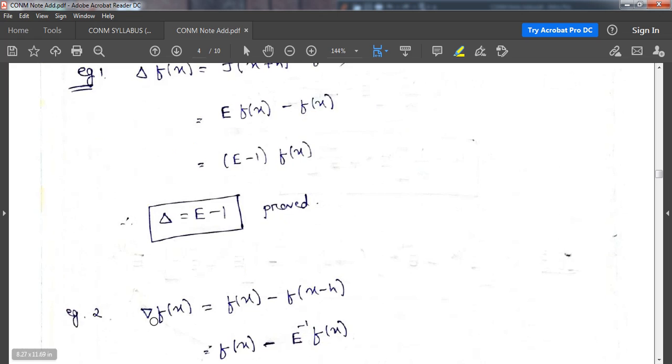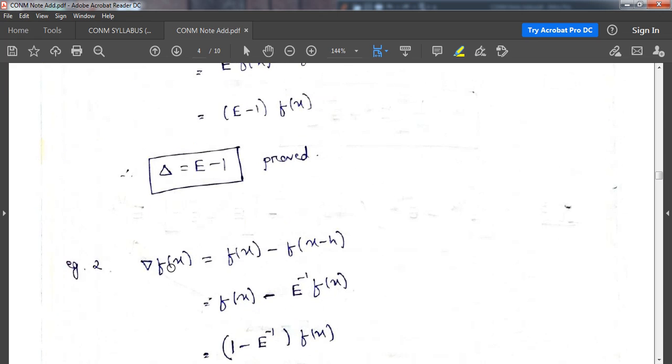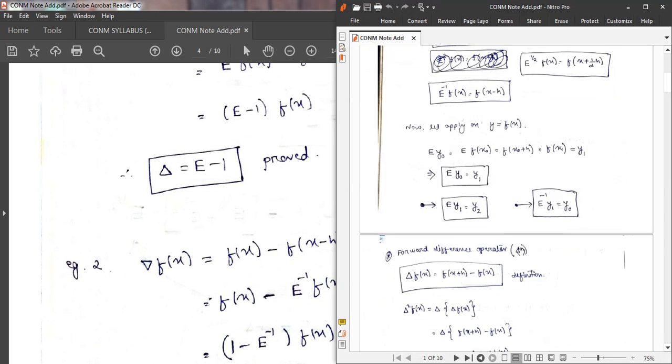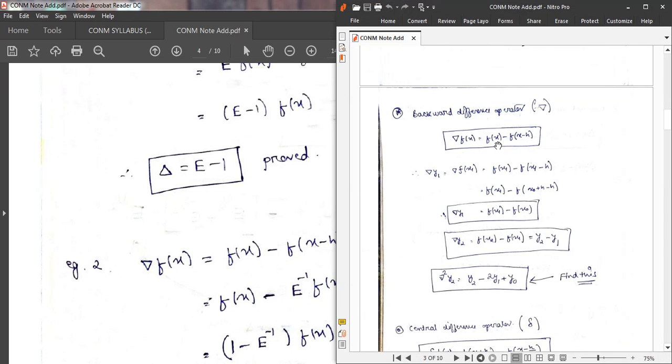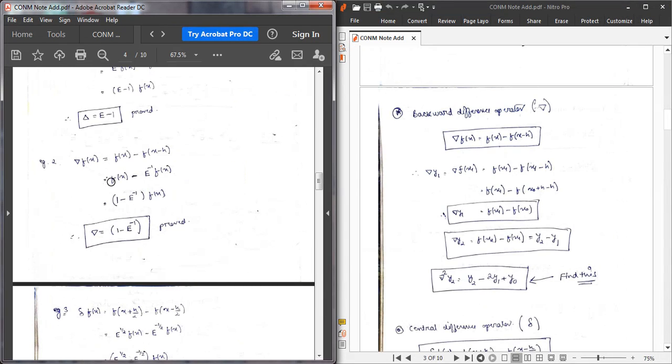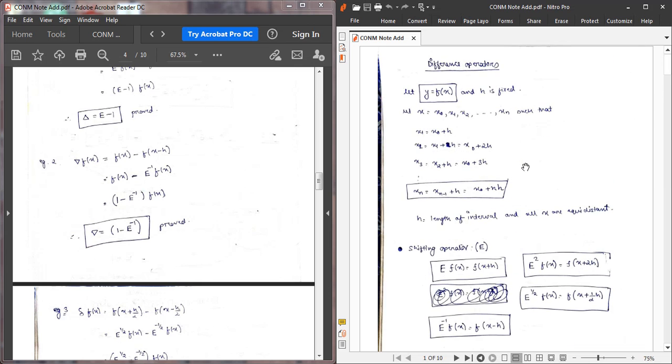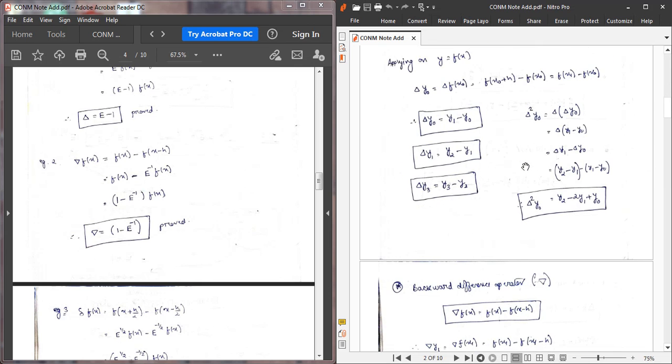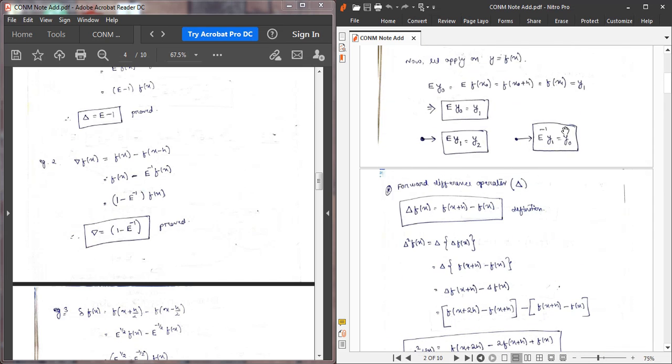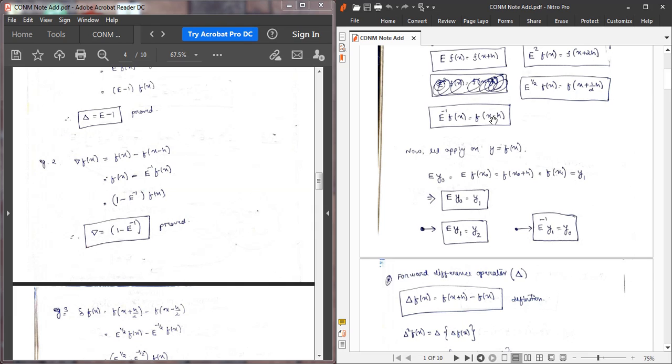Similarly, in the backward difference also, what is the formula for backward difference? You can see over here, backward difference f of x minus h. That is what we have done over here. Now, what is f of x minus h with respect to E? See, f of x minus h with respect to E inverse. Just take f of x common, you will find it.